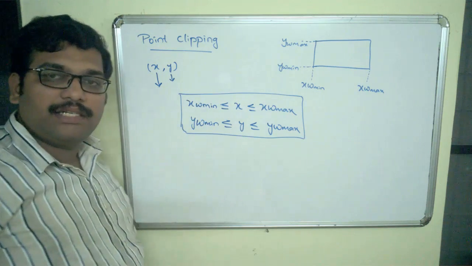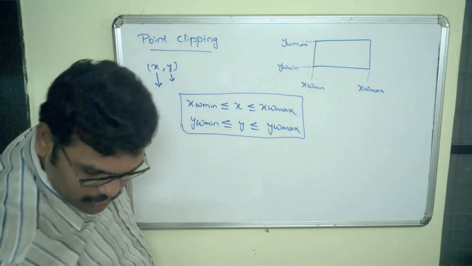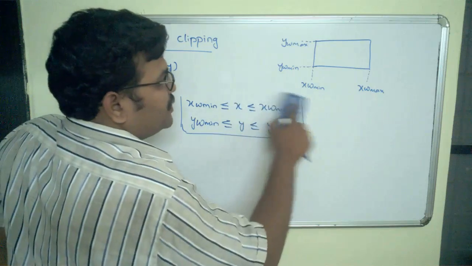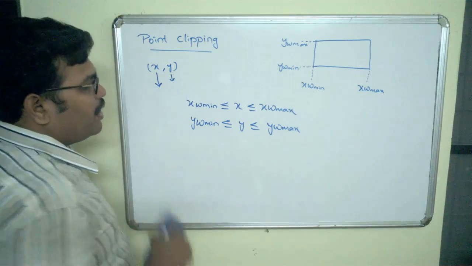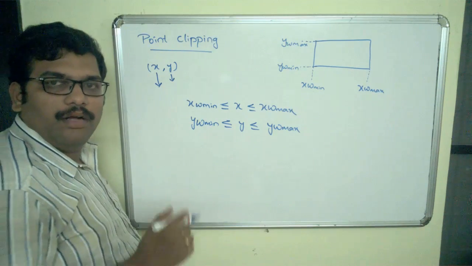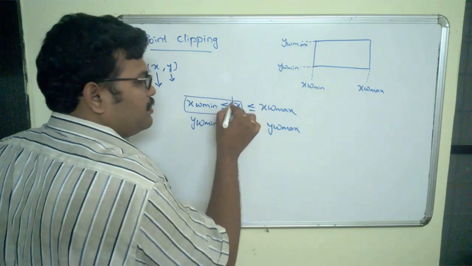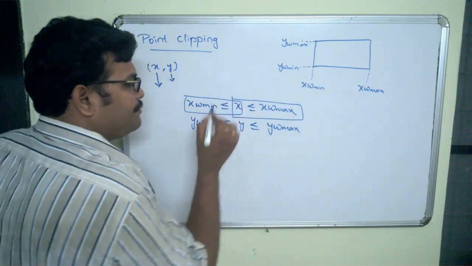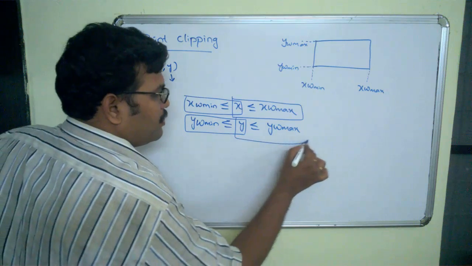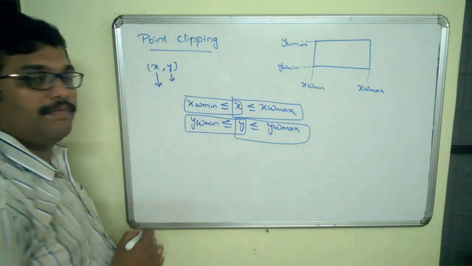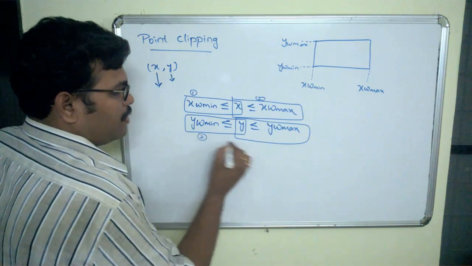If these conditions are satisfied, so here we are considering 4 conditions. See, this is the first condition. For every point we need to check the 4 conditions and decide whether the point should be clipped or it must be considered. This is the first condition, this is the second condition. Similarly, this is the third condition, this is the fourth condition. So condition 1, condition 2, condition 3, condition 4.